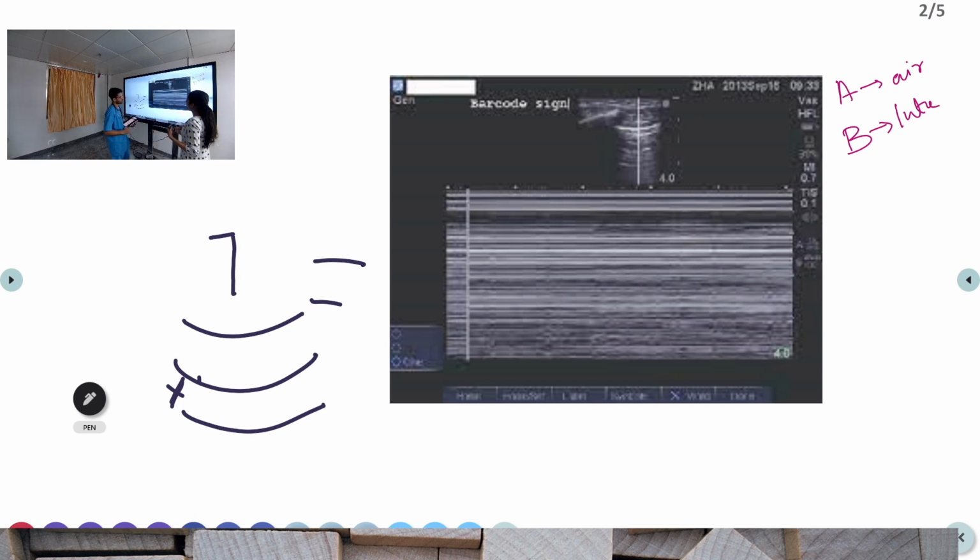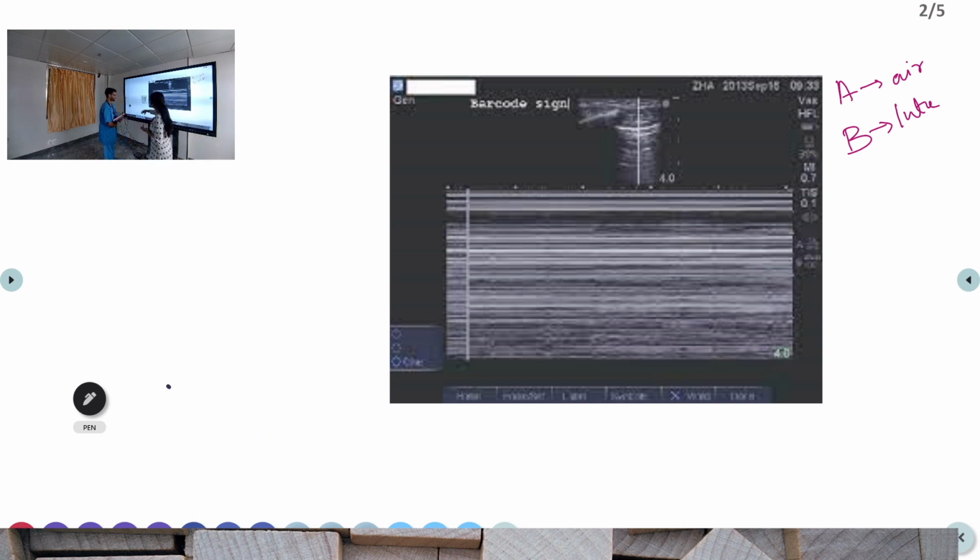Along with that, if it is a massive effusion, and we are keeping the curvilinear probe at the flank point or below the axilla, we will be seeing what? We will be seeing effusion, then the diaphragm will be seen. So we are using a curvilinear probe. Something like this will be seen. This is effusion, this much area. Here we will see the collapsed lung.